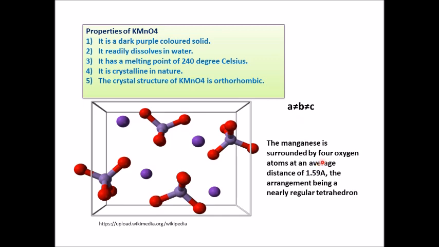The manganese you can see is surrounded by 4 oxygen atoms. Here is the manganese in purple color, and the average Mn-O bond distance is 1.59 angstrom. The arrangement is almost a regular tetrahedron.